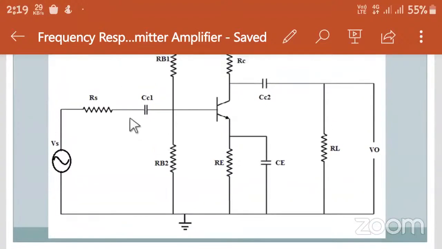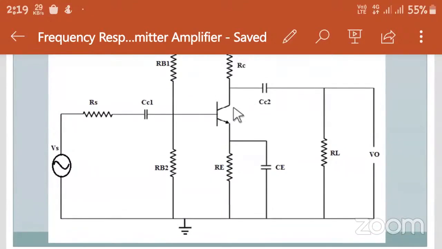So let me come to the coupling capacitors. These two capacitors, which are on the sides of the transistor, are, as the name suggests, the coupling capacitors. CC1 is used to couple the input circuit with the transistor circuit, and this CC2 capacitor is used to couple the transistor circuit with the output circuit or the load circuit. It is not only used to couple the circuit, because in that case we could also have used a resistance, or a simple wire.